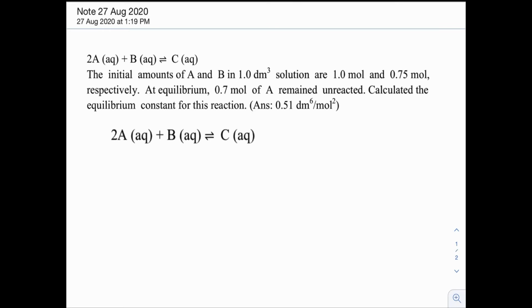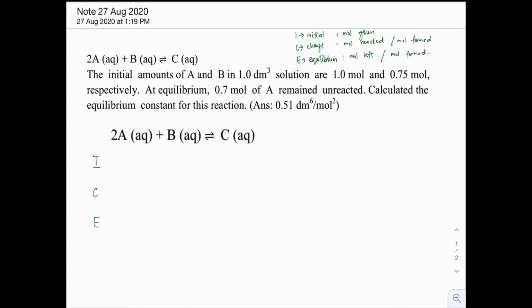To solve this kind of question, we will always need to build an ICE table. You need to understand that the I stands for initial, where initial is the initial mole, or the mole given. The C stands for change, where change means the mole reacted or the mole formed. And E stands for equilibrium, where equilibrium means the mole left or the mole formed.